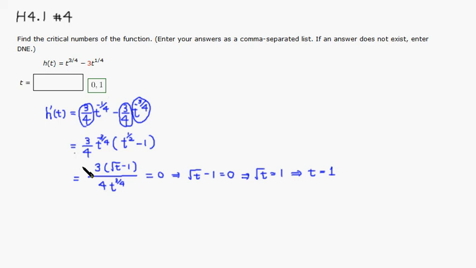And also, you can see that h prime of t, because there's a t to the 3/4 power, if t becomes 0, then the derivative is undefined. So h prime of 0 is undefined, so t equals 0, which means that we have another critical number, which is t equals 0, right? So therefore the critical numbers are 0 and 1, right? That's it. I hope that this was clear.